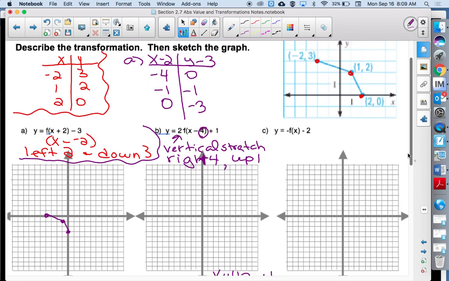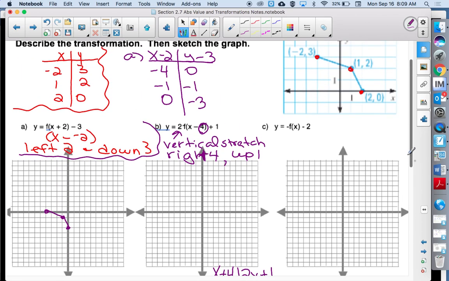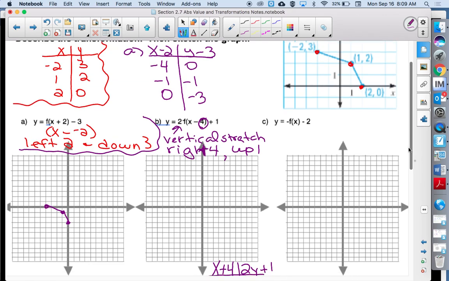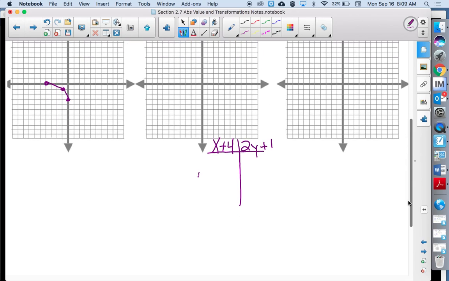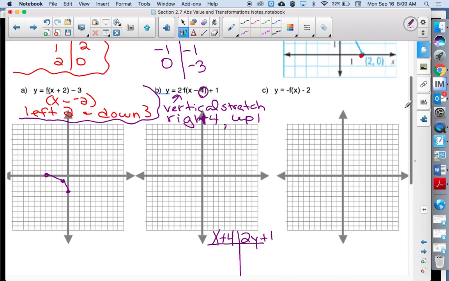So using the original point, we're going to move it right. All the x values need to be increased by 4 to get the graph shifting right. See if you can come up with those new ordered pairs. The y value, you need to double y and then add 1. So you're taking 2 times y and then adding 1 to it.